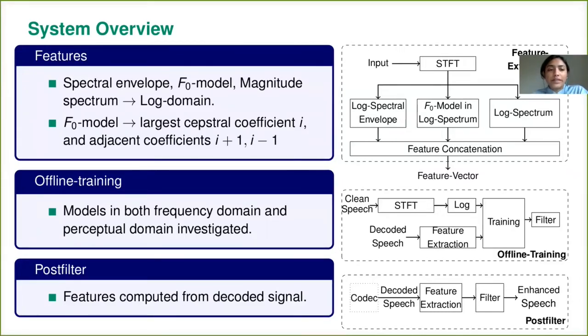The fundamental frequency F0 model is obtained by extracting the largest cepstral coefficient and two adjacent coefficients from the cepstral domain and inverse FFTing it to get a feature vector that is of the size of the magnitude spectrum itself. We do the training, modeling, and the study both in the frequency domain and the perceptual domain. And finally, the features during the runtime and also during the training are computed from the decoded signal.